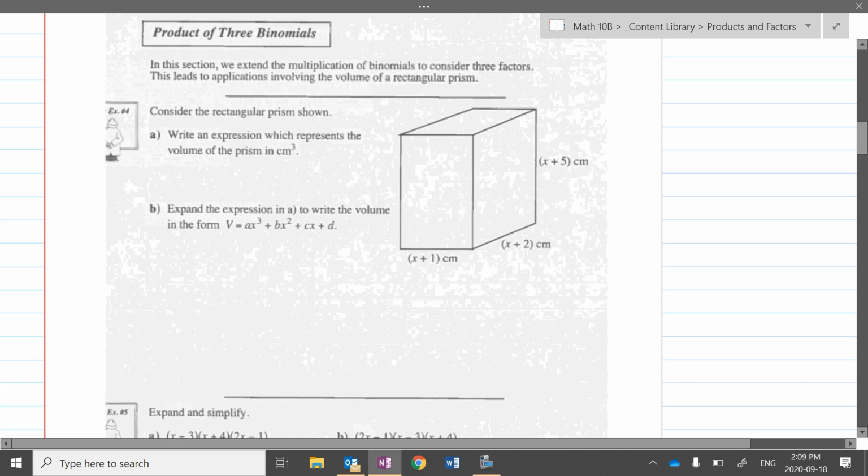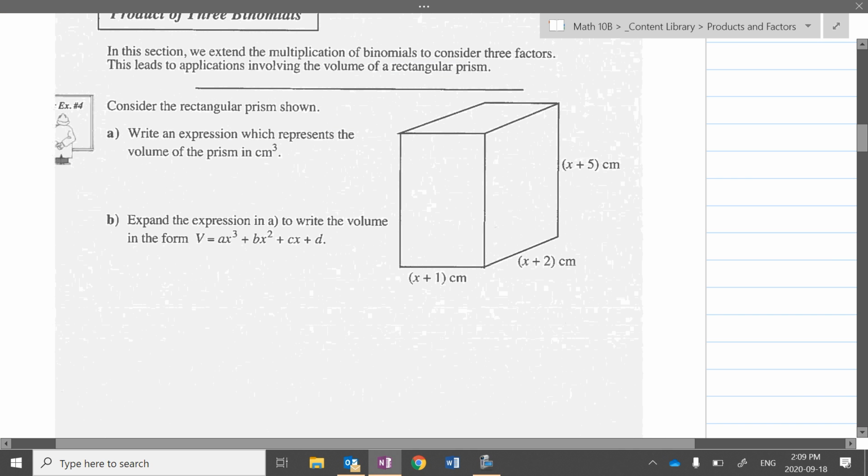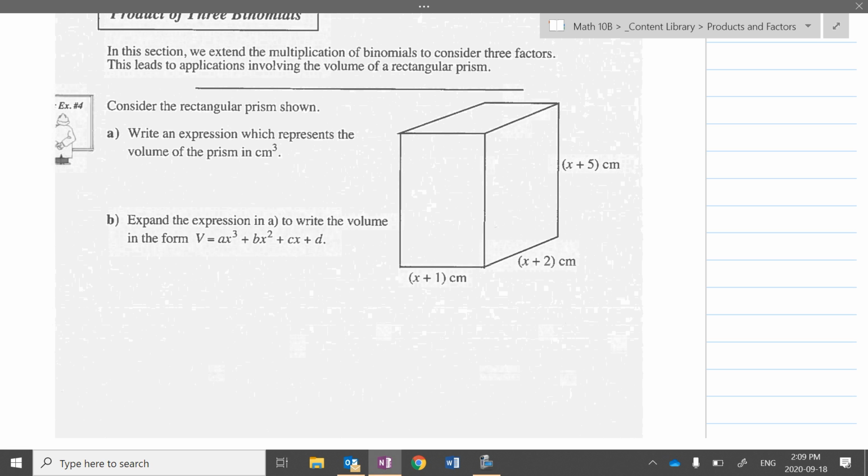Okay, we're gonna do two more and then you don't have to listen to me anymore. Okay, product of three binomials. So we have a box. What is the volume of the box? How do I calculate volume? Come on, guys. Good. Length times width times height.